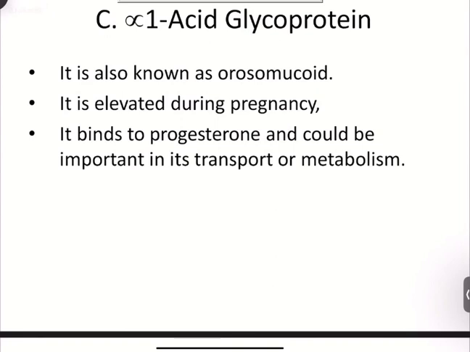Alpha 1 acid glycoprotein is also known as your orosomucoid. It is elevated during pregnancy. It binds to progesterone and could be important in its transport or metabolism.